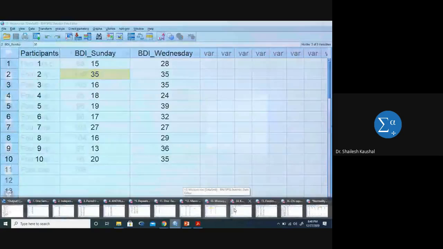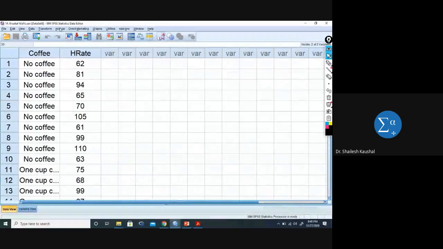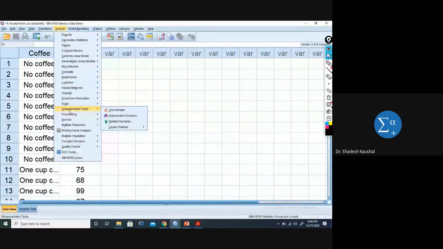So there are two ways to check the post hoc analysis test. One way is Analyze, non-parametric tests, legacy dialogs, K independent samples. That is one way to check the post hoc analysis test, and another way is that we compare 3 times with the Mann-Whitney U test. So Analyze, non-parametric tests, legacy dialogs.